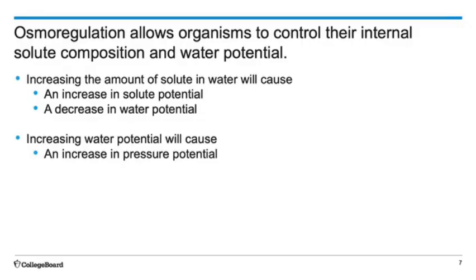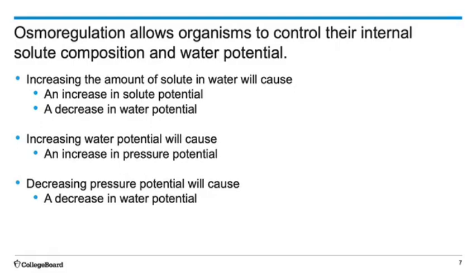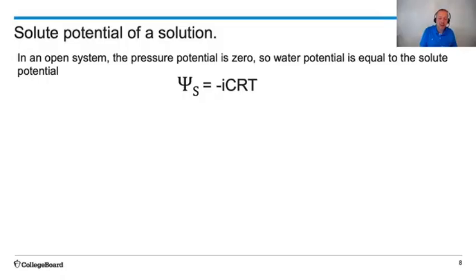Increasing water potential will cause an increase in pressure potential, and decreasing pressure potential will cause a decrease in water potential. So in an open system, the pressure potential is 0, so water potential is equal to the solute potential. Solute potential is equal to -iCRT. This formula is located on your formula sheet, so there's no need to memorize it. You just have to be able to use it and understand it.